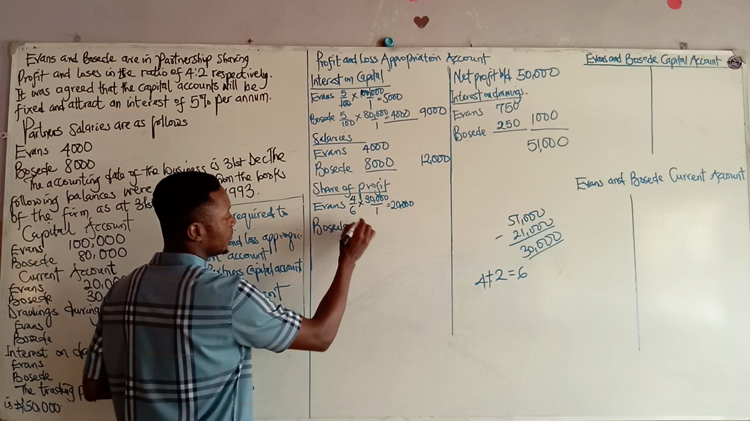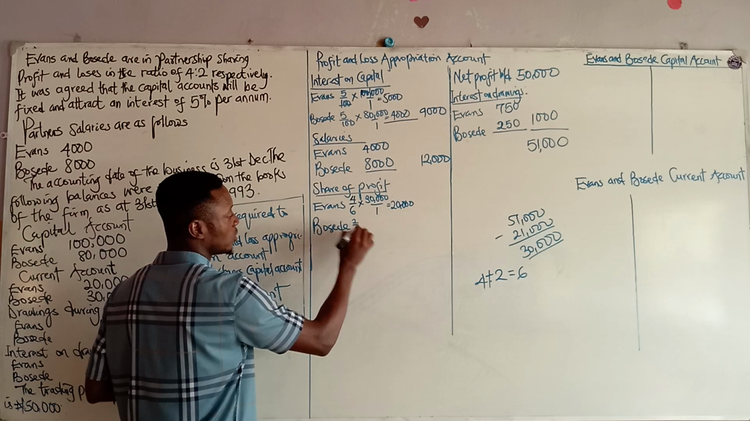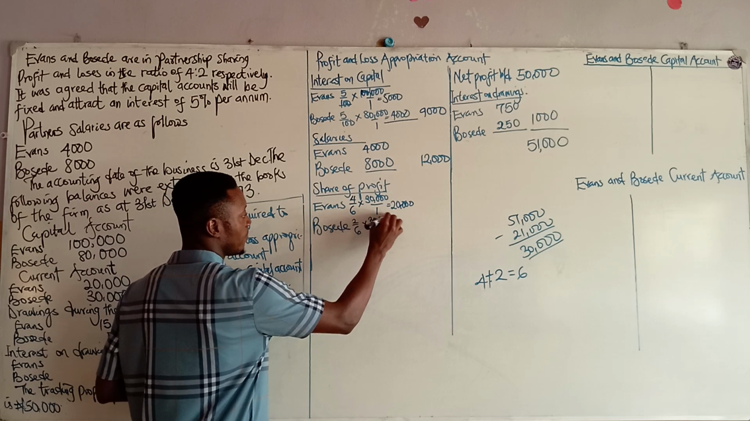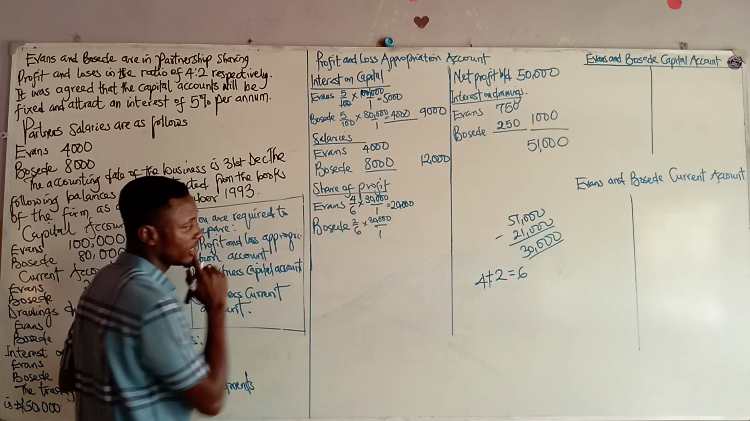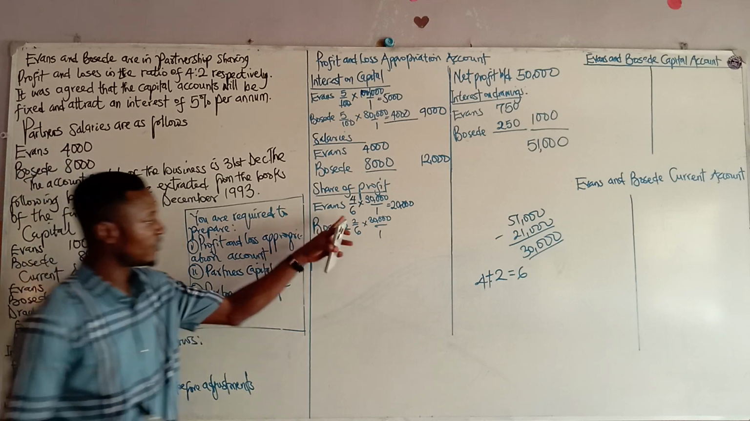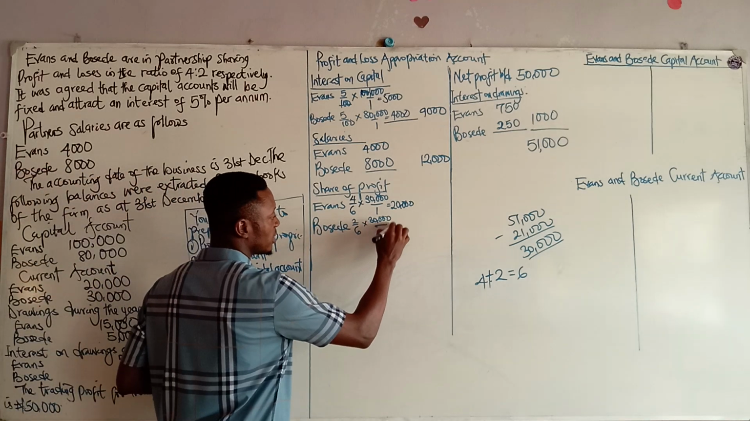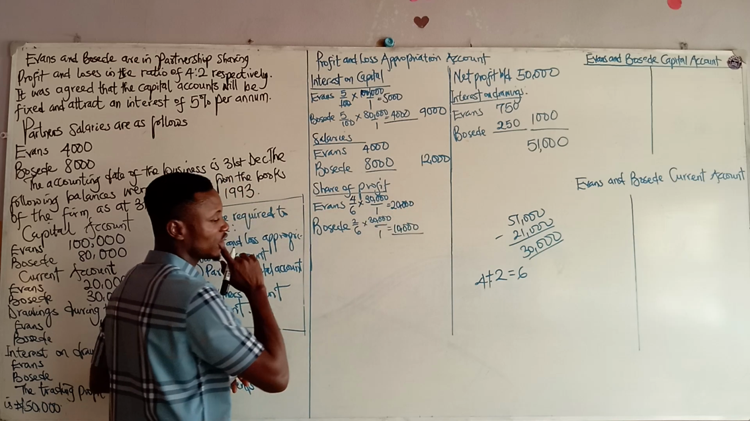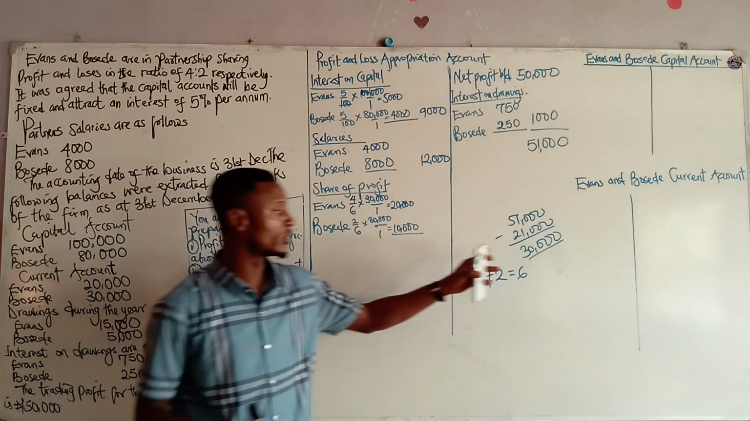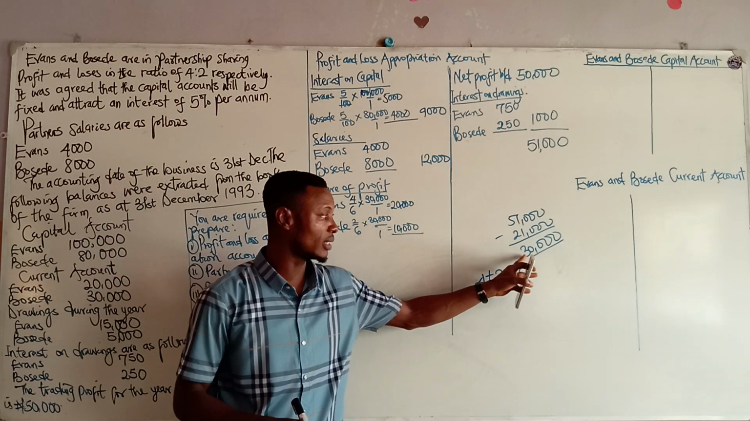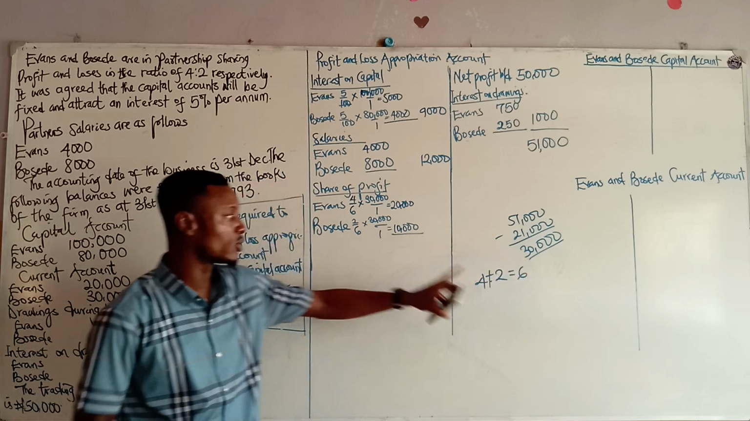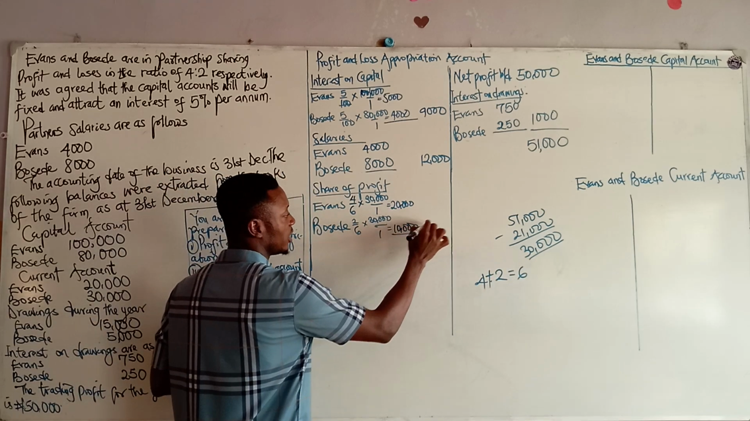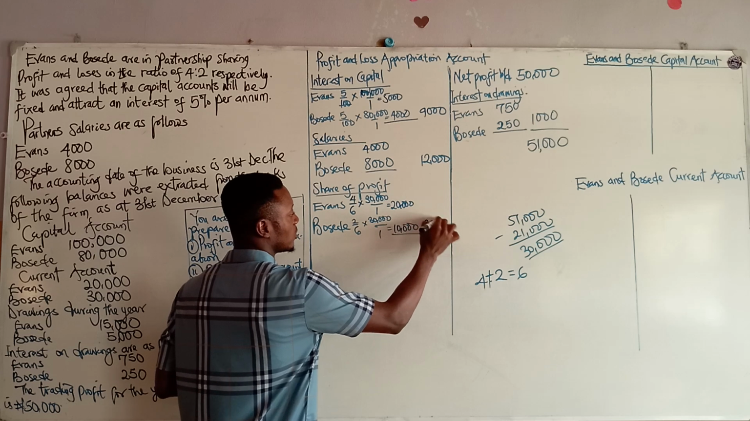Then we have Boside: 2 over the total ratio, which is 6, multiplied by 30,000. 6 into 30,000 is 5,000, and 5,000 multiplied by 2 is 10,000. At the end of the day, if we sum the shares of profit and it does not give us back the profit generated by the business, 30,000, it means our calculation is wrong. 20,000 plus 10,000 gives us 30,000.